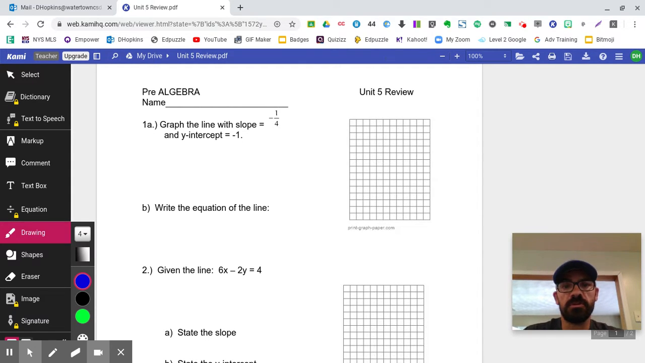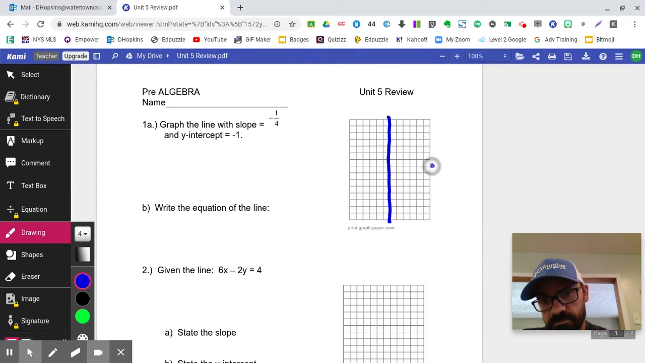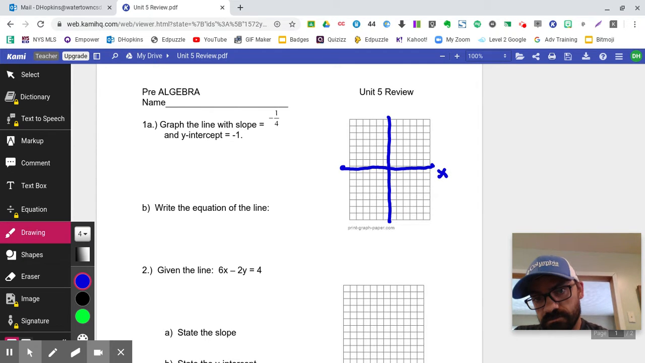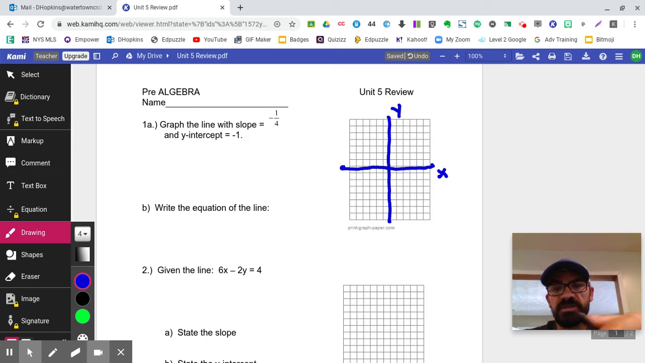Today we're looking at Unit 5. Number 1 says graph the line with a slope that is equal to -1/4 and a y-intercept of -1. So first, let's draw our axes in. The y-intercept is -1, so on the y-axis, plot it at -1.